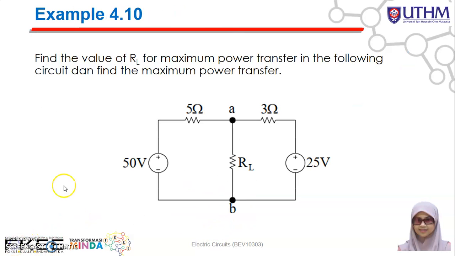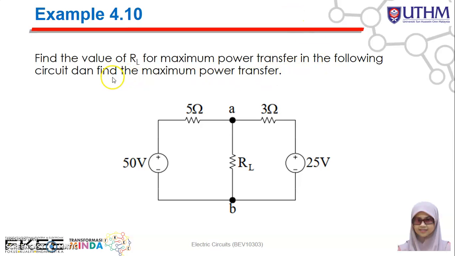Okay, so next let's have a look at the following example 4.10 on how to apply the maximum power transfer theorem. Based on the question, you need to find the value of RL for maximum power transfer in the following circuit. It means that you need to find the value of RL that you need to adjust in order for maximum power transfer to happen in the circuit. According to the maximum power transfer theorem, your RL must be equal to R Thevenin in order to maximize the power transfer from the source to the load.